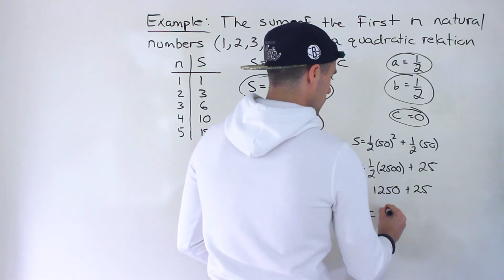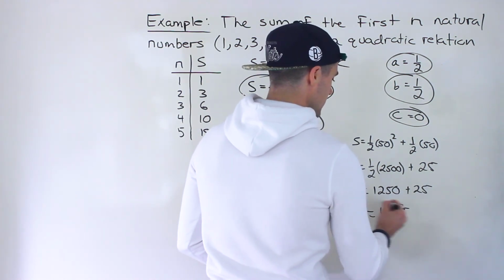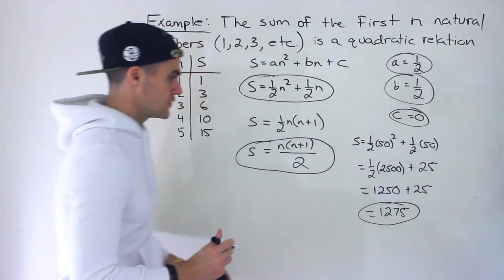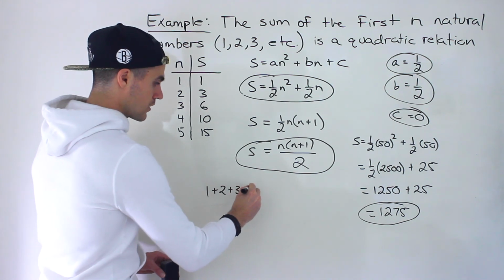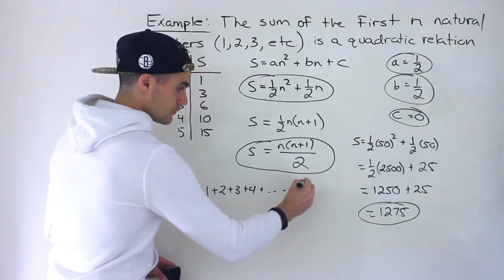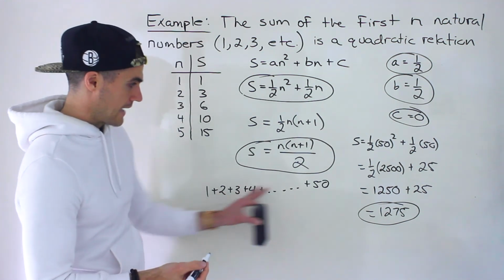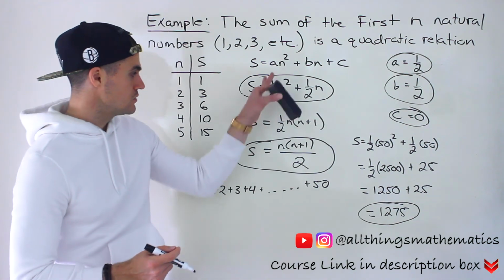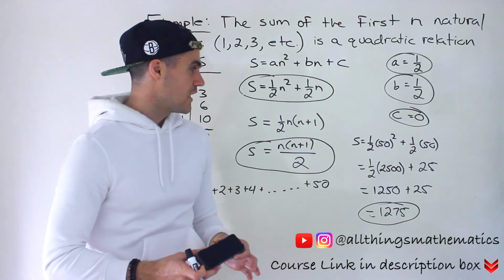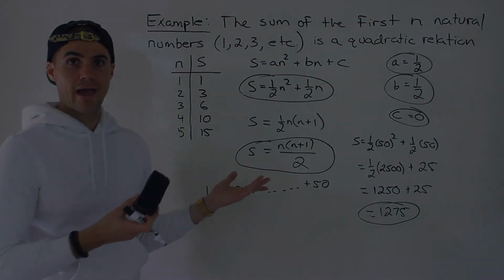So we'd end up with 1,275. So if we took 1 plus 2 plus 3 plus 4, etc., following this pattern all the way to plus 50, added up all those numbers, we'd get 1,275. So you can use these formulas here to find the sum of the first n natural numbers, whichever n you want.